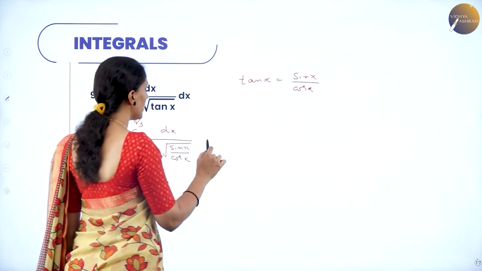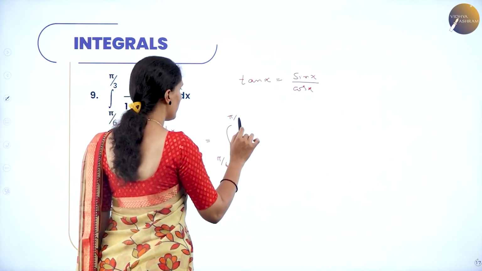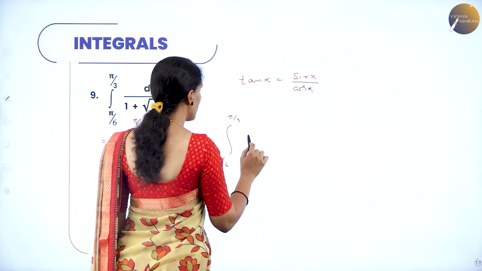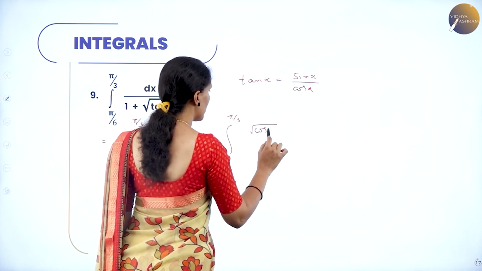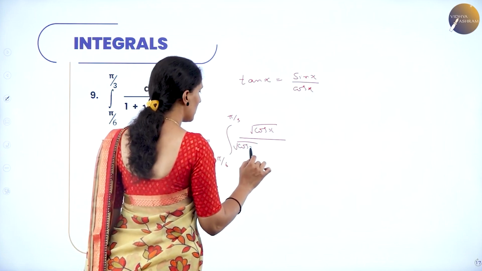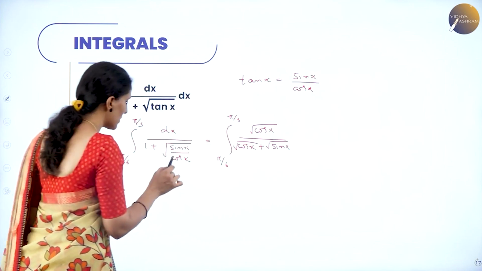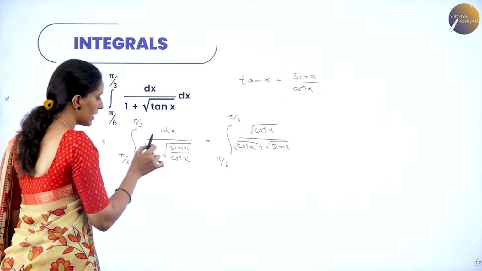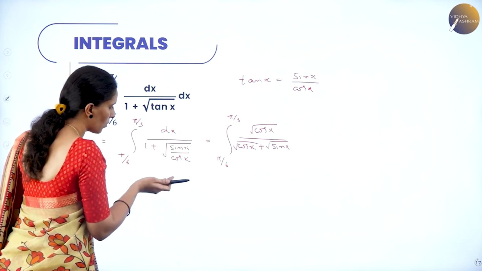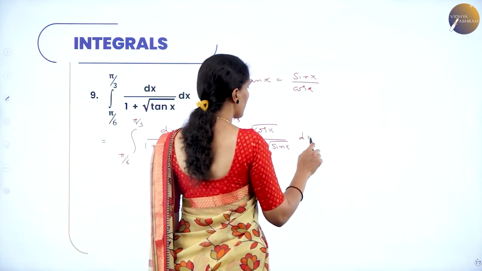Again, after evaluating we will get the integral from pi by 6 to pi by 3, and here it becomes root cos x divided by root cos x plus root sin x. If this is in the fraction form, then it is root cos x plus root sin x by root cos x. Root cos x can be shifted to the numerator and here it becomes dx.